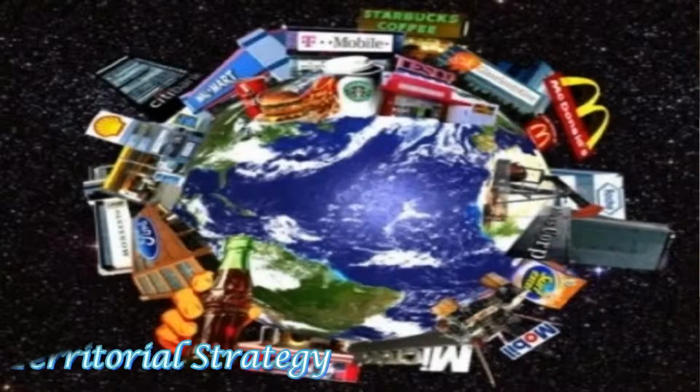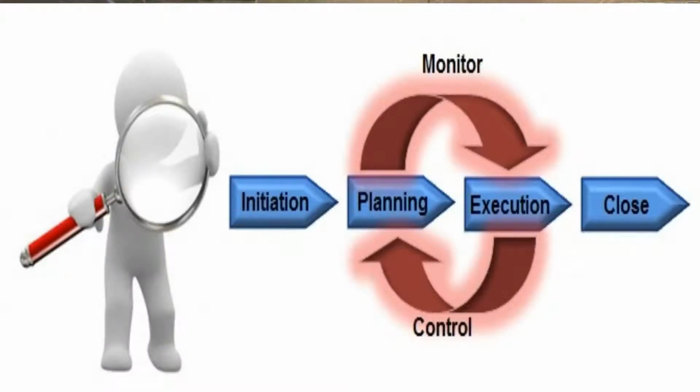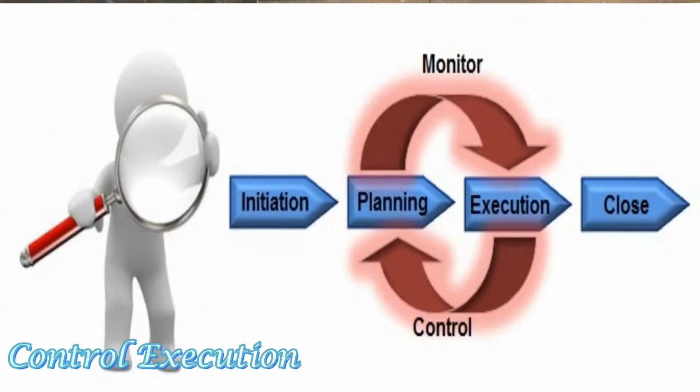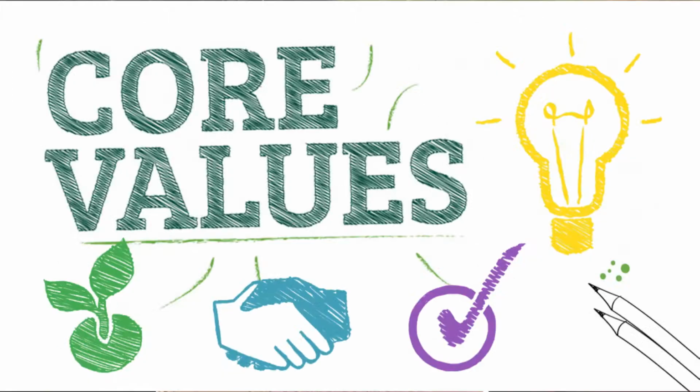The first one, they always set a territory sales plan and strategy. The second one, they control and monitor execution. The third one, they build organization capabilities of the distributor partner. And the last one, they consistently attain their share goals to their core values.